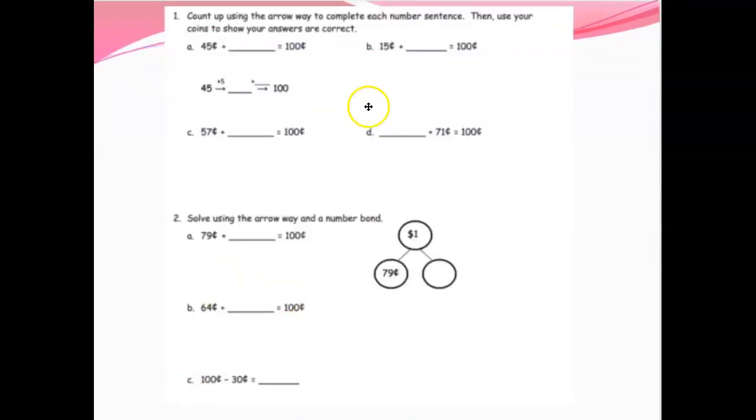So your problem set looks like this today. You can use the arrow way to add on to make $1. And this part you're going to be using number bonds, and then try and use number bonds and solve the exact same way here. Good luck!